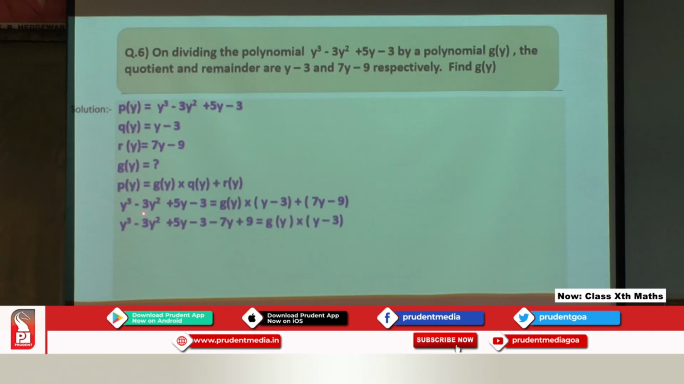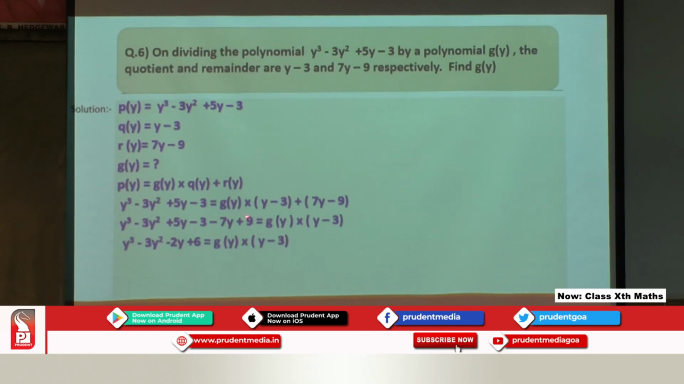Next step, we should simplify this. Y cube minus 3y square plus 5y minus 3, and I carry the 7y minus 9 over to this side: that is y cube minus 3y square plus 5y minus 3 minus 7y, and minus 9 carried over, the sign changes, now plus 9, is equal to g of y into y minus 3.